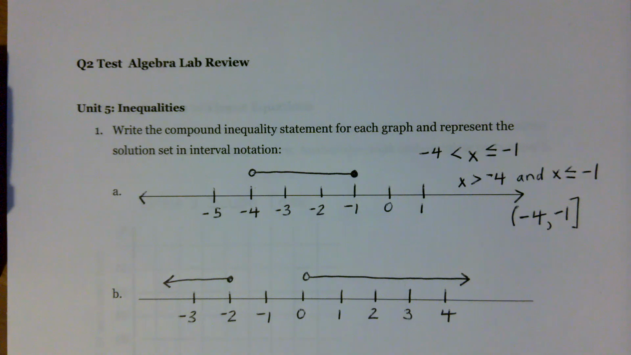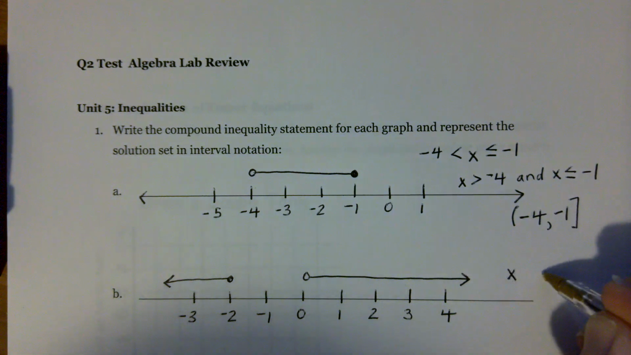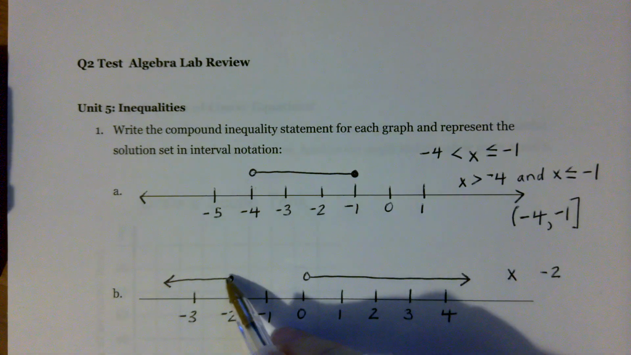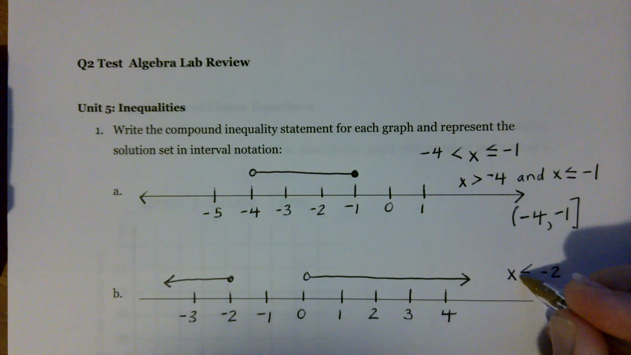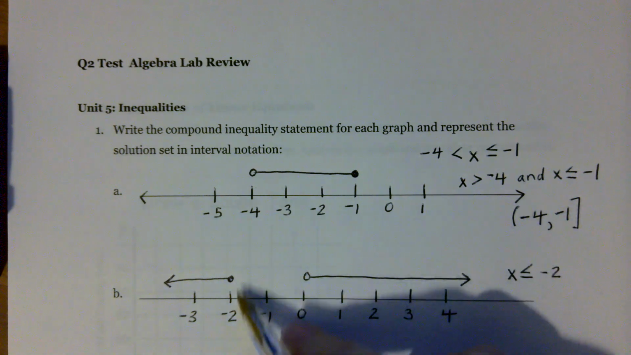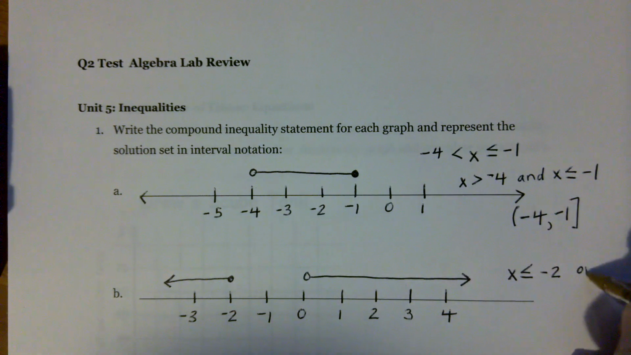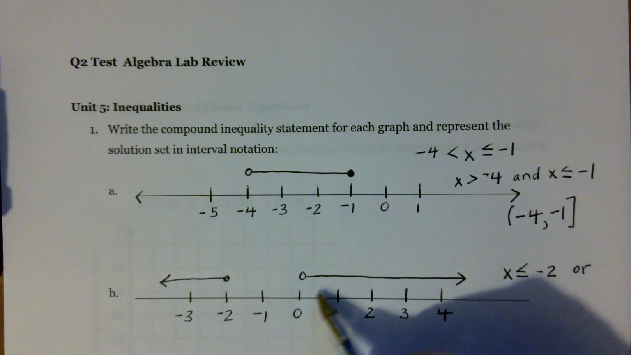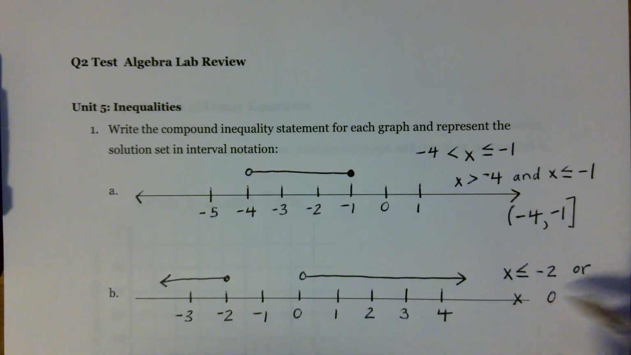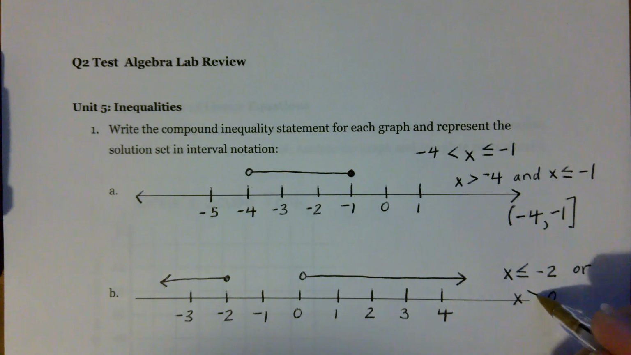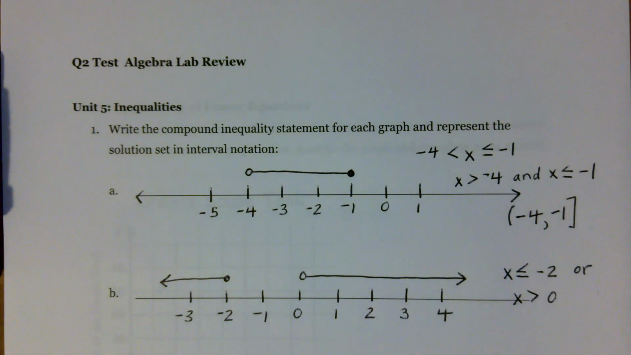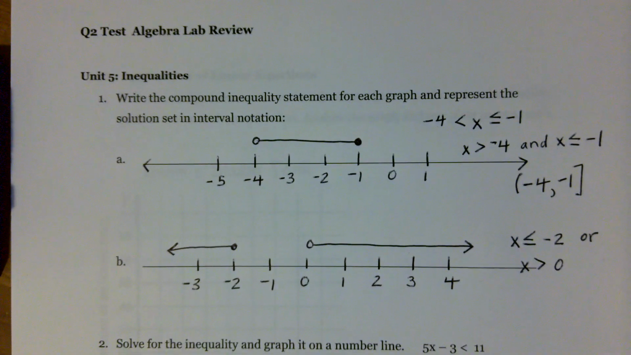For this one, my compound inequality statement is x compared to -2. These are all the numbers that are less than or equal to -2. Since there's a space here, I know this is an or. And then x compared to 0, these are all the numbers that are greater than 0. So I'm going to write it in interval notation.